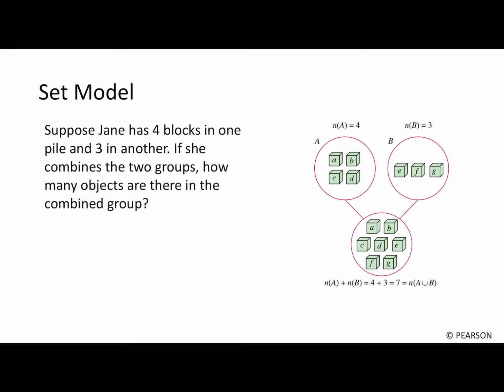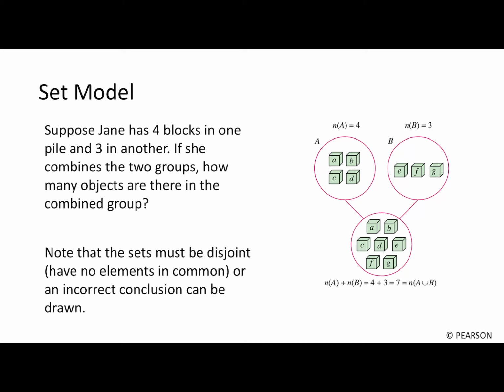The set model is another good model for your little kids. We are literally going to get out blocks or objects or counters. So suppose Jane has 4 blocks in one set and there are 3 blocks in another set. If I combine those into one set, how many do I have? Well, I just count, right? So I count 1, 2, 3, 4, 5, 6, 7. So 4 plus 3 is 7.